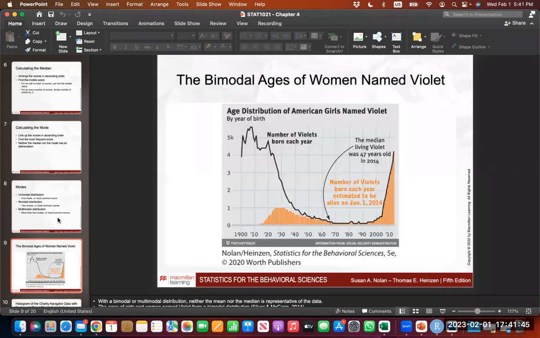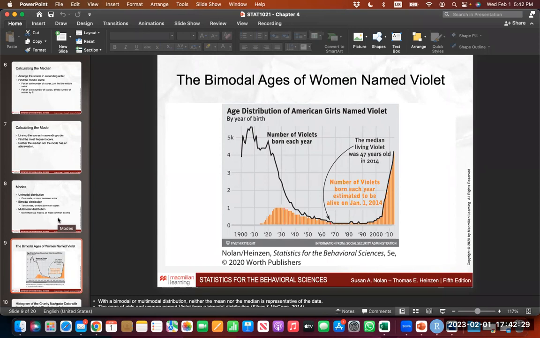The example that Nolan and Heinzen show here is the bimodal distribution of women with the name Violet. So it seems that there was quite a peak of babies that were named Violet in the 19th century. And then later on, there was a renaissance of the name, somewhere in the early 2000s. So you basically have a bimodal distribution of women that lived in the US with the name Violet, which is typically a bimodal distribution. You get this also in the context of different parameters.